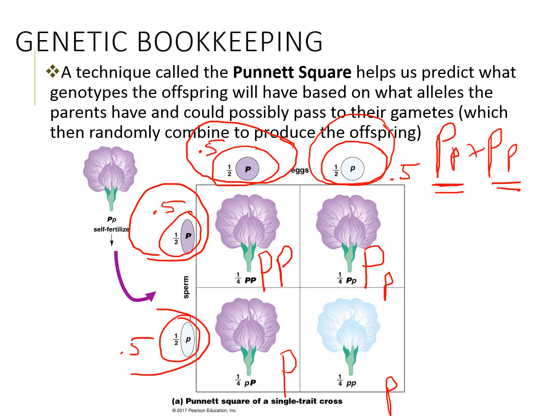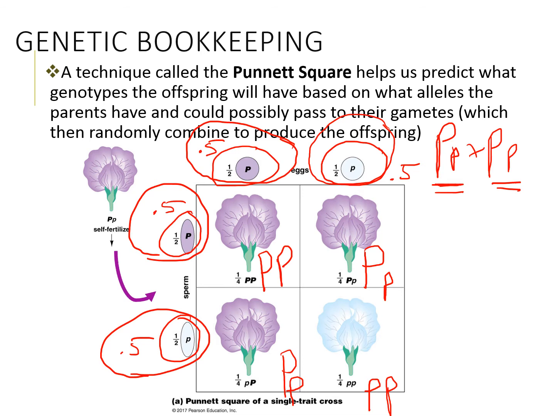Same thing for the last one. We're going to bring it across, and that is a little p. And I'm going to draw it here. By convention, we always draw the recessive allele second. So big P, little p, and then another little p here. It doesn't matter what order because they're both little p's, right?